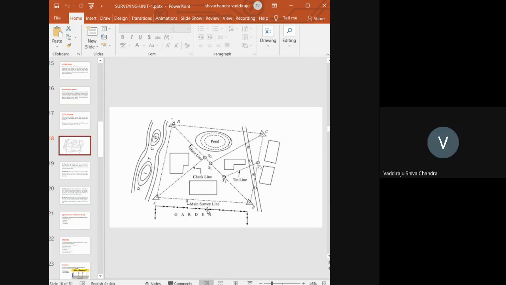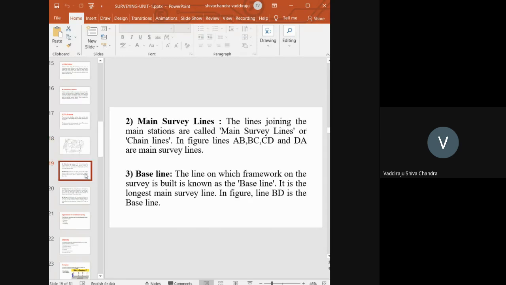You know 2 sides of the triangle. Can you calculate the area? Yes, sir. If this is the base, this will be the height, or if this is the height, this is the base. Half into base into height, you can use the simple equation to calculate the area. Once you get the area of this one triangle and the second triangle, add both, and you will get the total area enclosed between A, B, C, D. That is the advantage of dividing the given area into a set of triangles. So main survey lines are the lines joining the main stations.